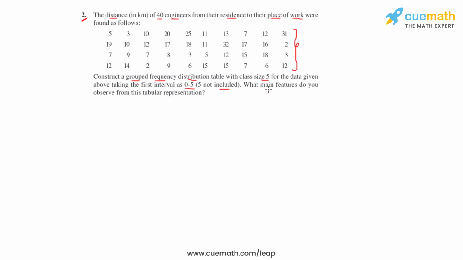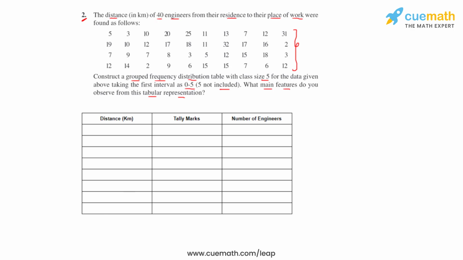Then we have to tell what are the main features that we observe from the tabular representation. So to have a tabular representation, let's first have a tabular column. In here we have distance in kilometers, tally marks, and the number of engineers. So before we start representing this data in this tabular column, let's understand what all we have which is given in this question. So we have been given the distances of the engineers from their residence to their place of work. So we can take that as D, which is given in kilometers.